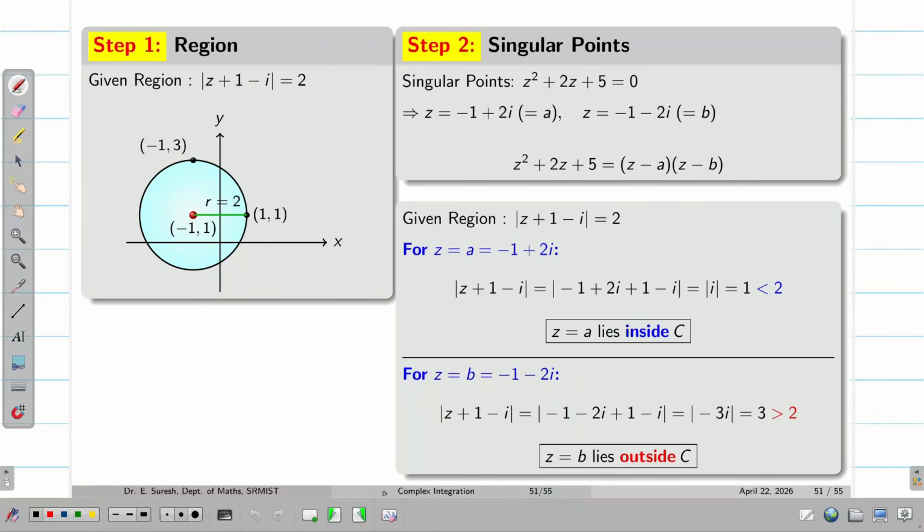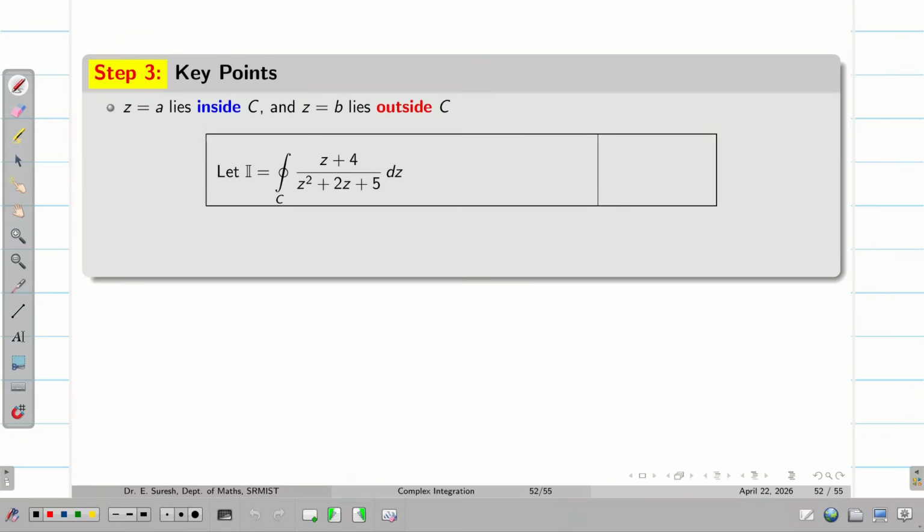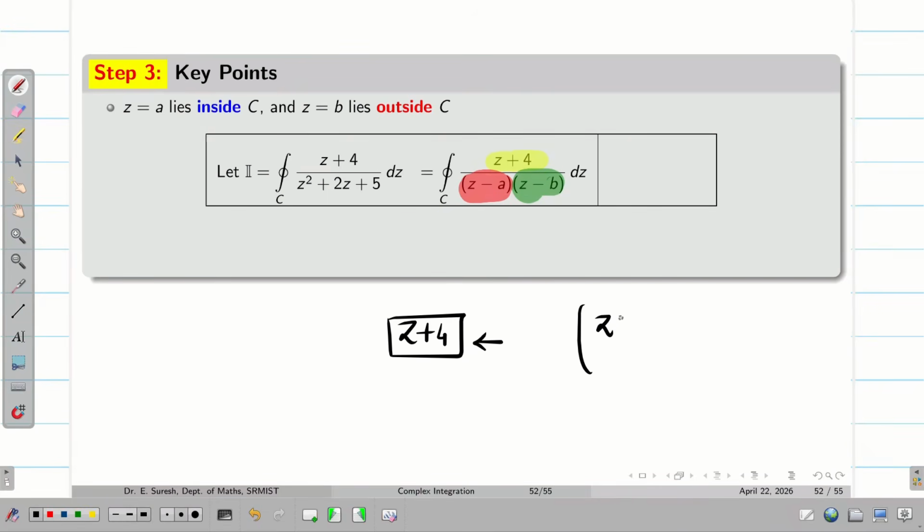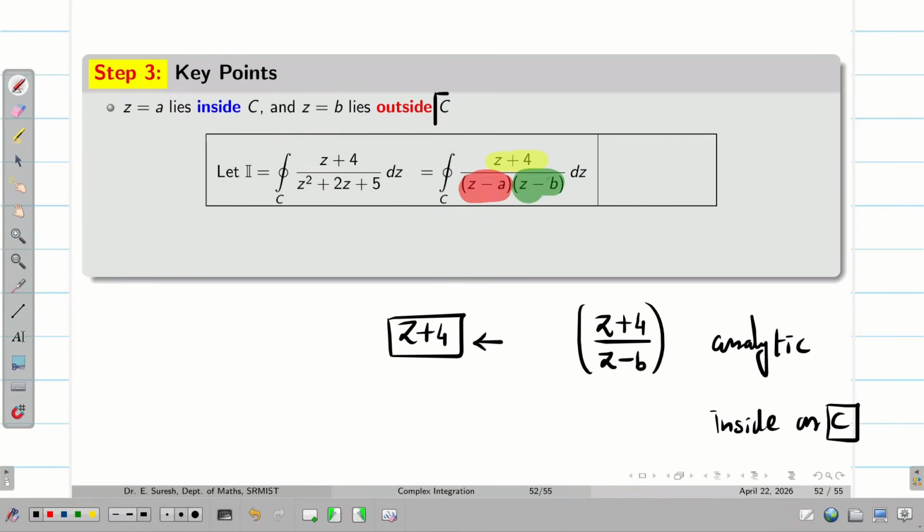Next, step 3, we'll write the key points. Consider capital I as my given question, and we know that z square plus 2z plus 5 can be rewritten as (z minus a) into (z minus b). At first we take the numerator. We see z plus 4 is a polynomial. It is analytic everywhere. It is an entire function. And now when we come to the denominator, z minus a lies inside, but z minus b lies outside C. So it will not affect the problem. So I can write (z plus 4) divided by (z minus b) is analytic inside and on C. It is not analytic everywhere. It is analytic in the given region, capital C.